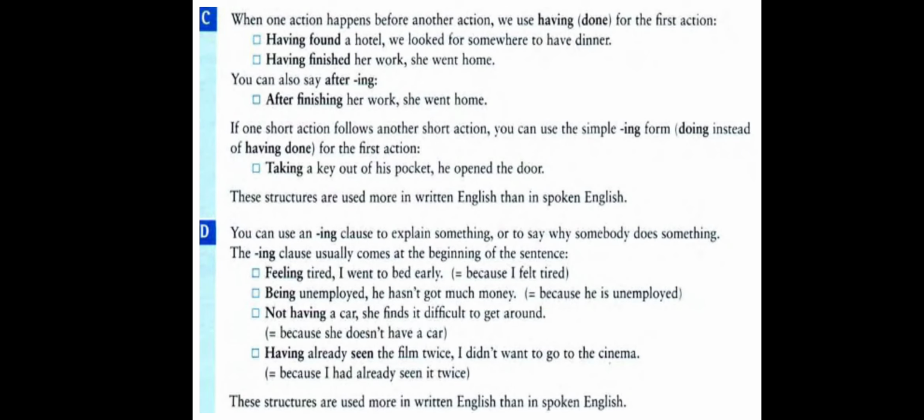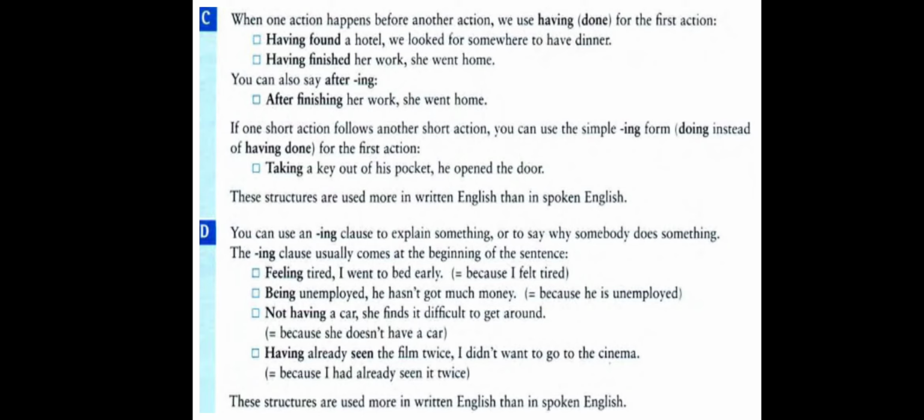When one action happens before another action, we use having done for the first action. When two actions come one after another, then we use having plus past participle for the first action, the action that comes first. For example, having found a hotel, we looked for somewhere to have dinner. Means, after we had found a hotel, we looked for somewhere to have dinner.